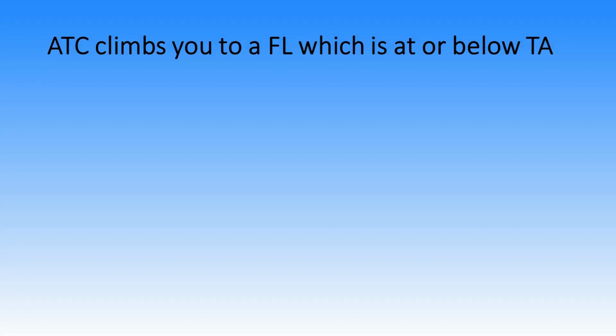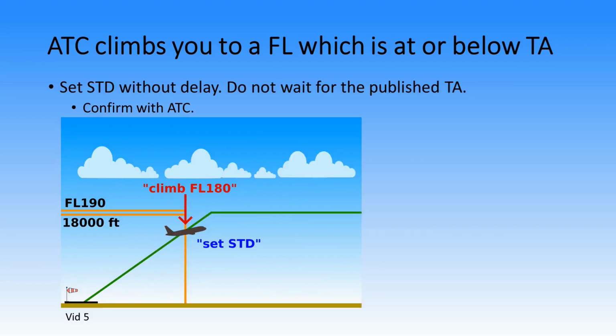Okay, now it starts to become a little bit more complicated. Let's say ATC climbs you to a flight level which is at or below the transition altitude. So consider the situation below. Normally the transition altitude is at 18,000 feet, and the transition level is at flight level 190. That's the normal situation.